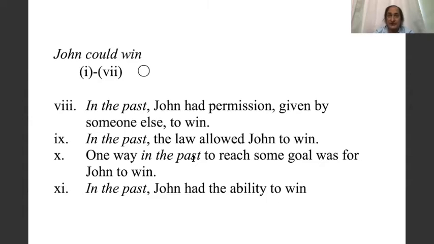Or John could win. He has the ability. Could be just a simple ability. And could can also shift things into the past. So we have in the past, maybe John had permission to win. He was playing against his son last week and he could win. His mother, his wife allowed it. But in the end, he didn't.